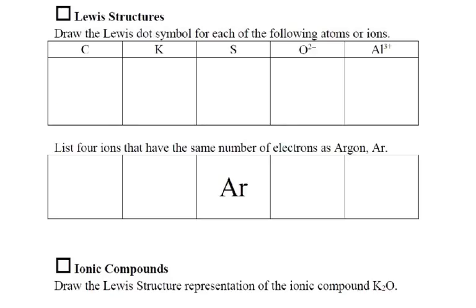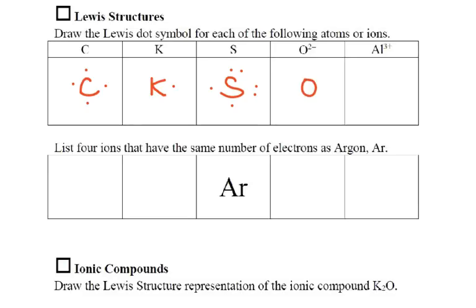Okay, next part. Draw Lewis dot structures for each of the following atoms or ions. We'll look at carbon. Carbon on the periodic table is in family 4, so we're going to get 1, 2, 3, 4 valence electrons just like that. Potassium is in family 1. It gets 1 dot. Sulfur is in family 6, so we put 1 on each side and start doubling them up, so we get 6 like that.